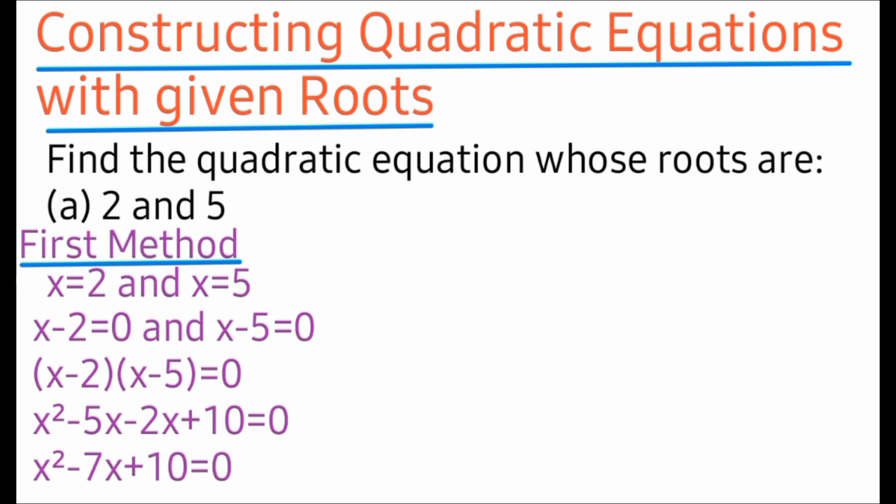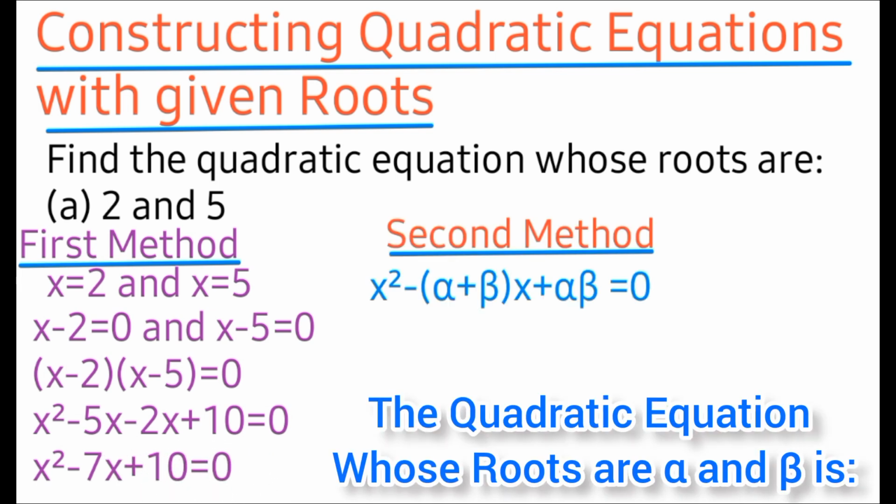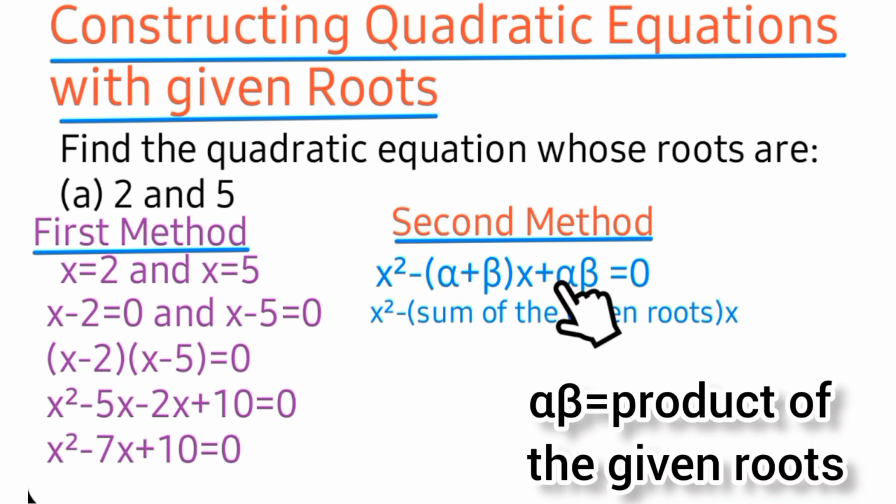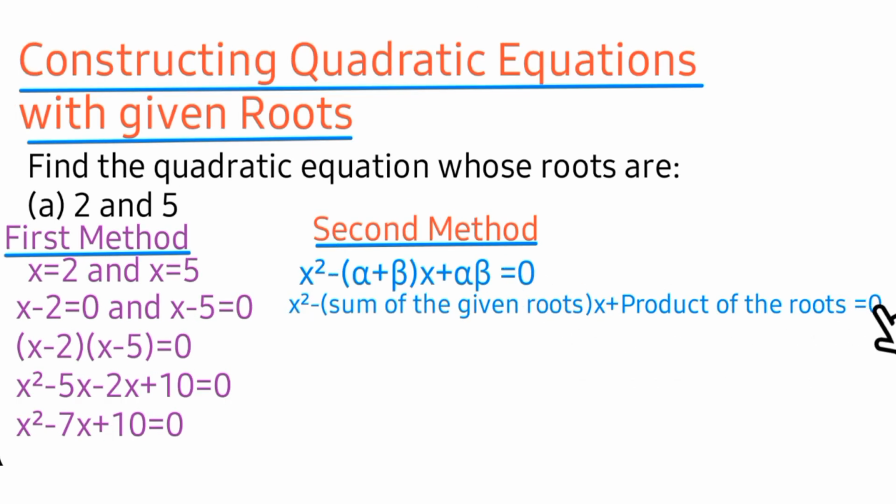Now let's use the second method. The quadratic equation whose roots are alpha and beta is x squared minus (alpha plus beta)x plus alpha beta equals 0. It was stated in our previous video that alpha plus beta is the sum of the given roots, and alpha beta means the product of the given roots. Sum of the given roots will have alpha being 2 plus beta being 5. So 2 plus 5 gives 7. So alpha plus beta is 7.